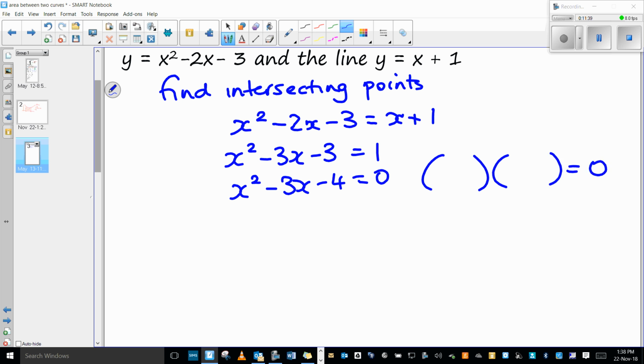So we're trying to find two numbers that do what and what? Multiply to make negative 4 and add to give negative 3. Which numbers multiply to give negative 4 and add to give negative 3? 1 and 4. And which way around is it? Negative 4 and 1.